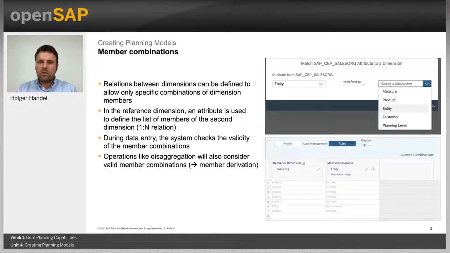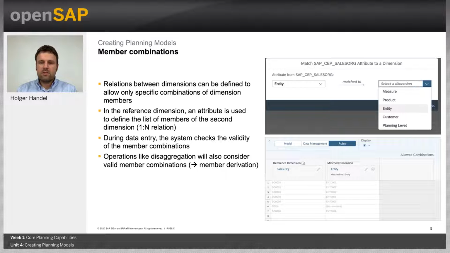it doesn't make sense to allow plan data to be entered on any combination, which is possible, but you want to restrict the combinations of product and sales org to a certain set of valid combinations. And in the modeler, you can specify these kinds of member validation rules in the rules section.